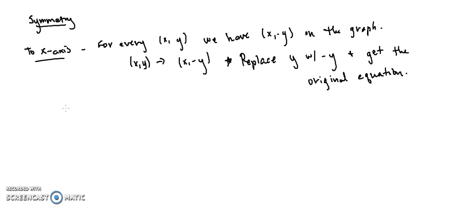So let's try one. Let's say we've got x is equal to y squared, and we want to know, is this symmetric to the x-axis? Okay, so we're going to replace y with negative y, and let's see what happens. Well, if we have negative y squared, that means negative y times negative y. Negative times negative comes out positive, and y times y is y squared. So this is going to simplify to be x equals y squared. Is that the same as the original equation? Yes, it is. So yes, it is symmetric to the x-axis.